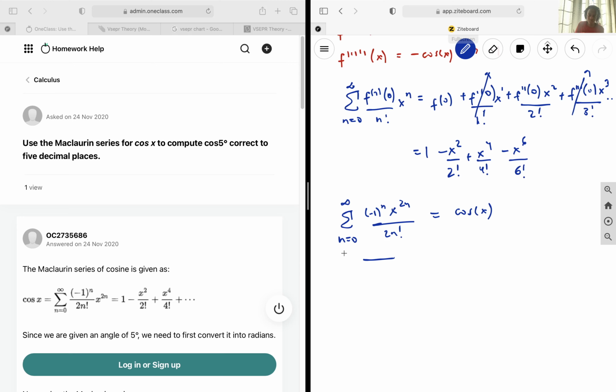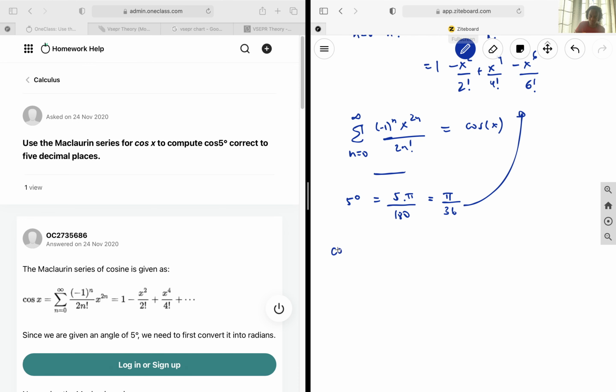And so now, since we want to find cos of 5 degrees, we're going to first need to change it into radians. So it would be 5 times pi over 180, and that is going to give us pi over 36. And then we're simply going to plug that into our series. So cos of pi over 36 is going to be equal to the series that we have found. So pi over 36 in the place of x, all over 2n factorial, right?